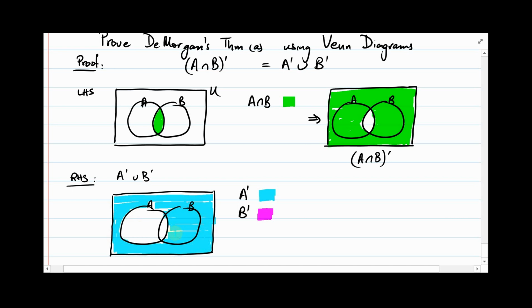Okay. So that's our complement of A, everything outside of circle A. Let's look at a complement of B. It would be everything outside of set B. So yes, some of these regions that were already shaded are again shaded.